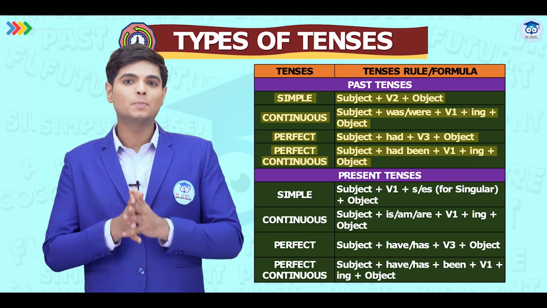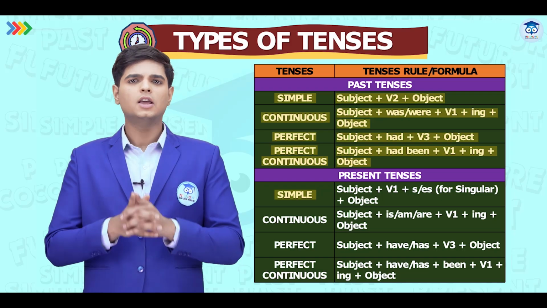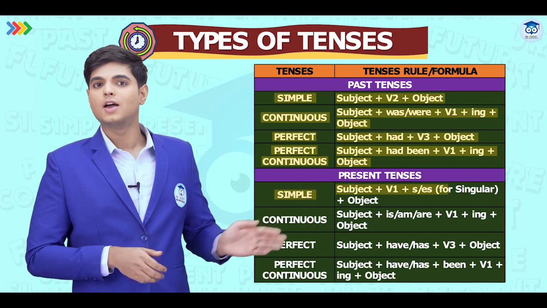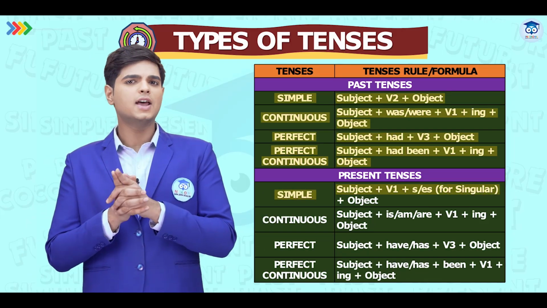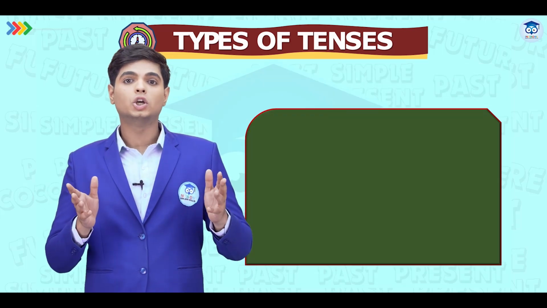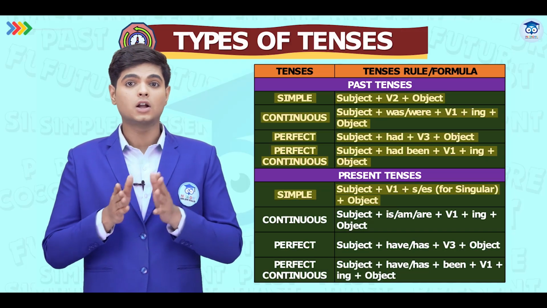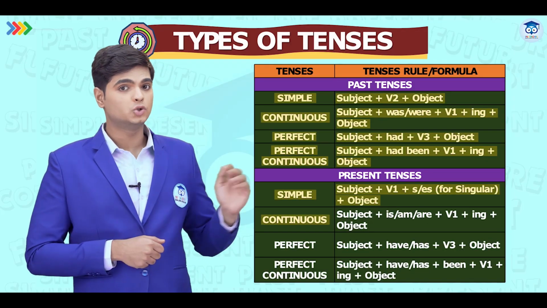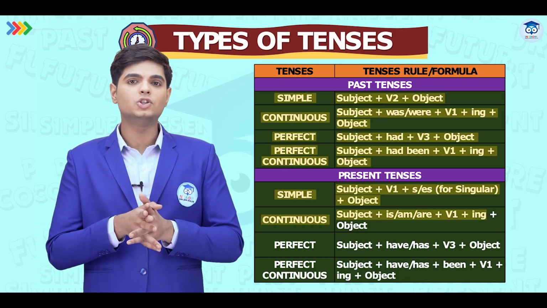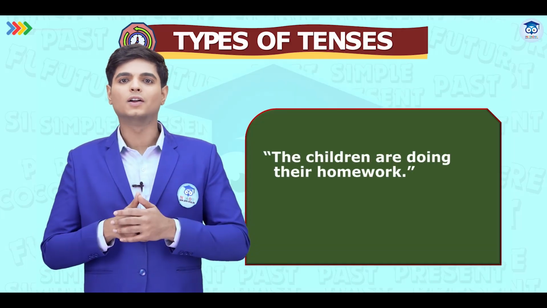Now let's switch to the present tenses. Let's begin with the simple present tense. Its formula is subject plus the base form of the verb, and for singular subjects we add s or es followed by the object. For example, children do their homework. Next, we have the present continuous tense, which uses subject plus is, am or are, then the verb with ing and the object, like the children are doing their homework.